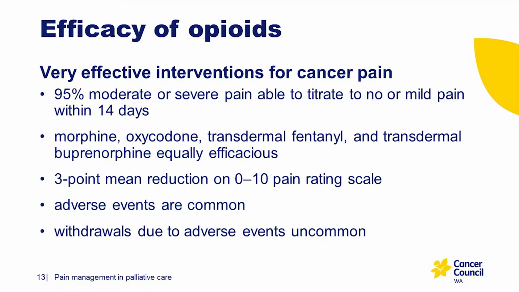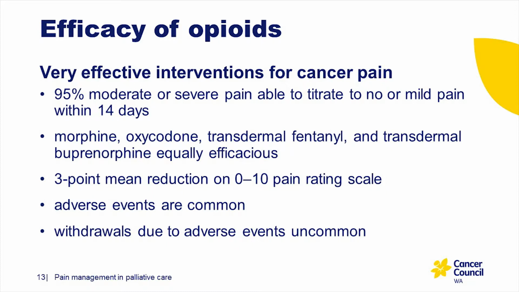We know they're very effective for treating cancer pain, and studies have shown that 95% of patients with moderate to severe pain will have their pain managed within 2 weeks with the use of opioids. It doesn't matter whether we look at morphine, oxycodone, fentanyl, buprenorphine, they all can be titrated to be equally efficacious in managing cancer pain. And generally the studies will show us that they reduce pain by a 3-point margin on the 0 to 10 scale, so result in a significant decrease in pain.